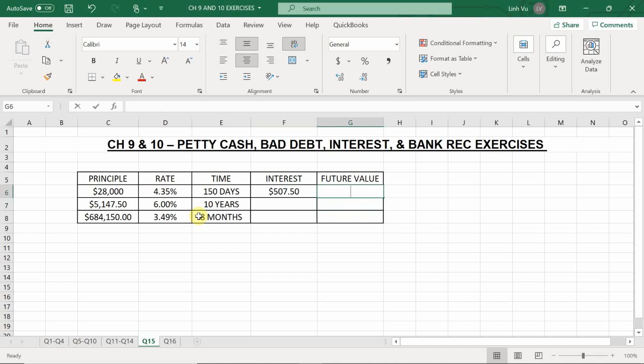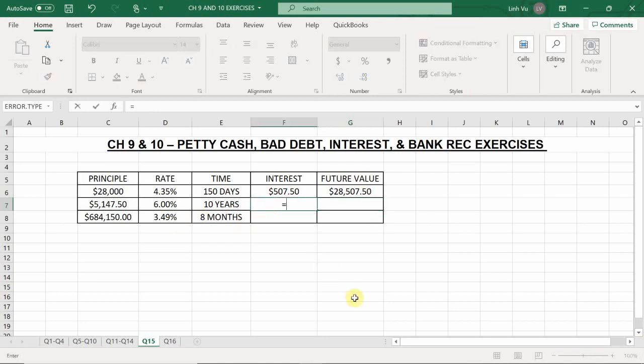$507.50 of interest. So that means your future value is going to be your principal plus your interest of $507.50 to give you $28,507.50. Okay. All right, let's go ahead and do the second one.